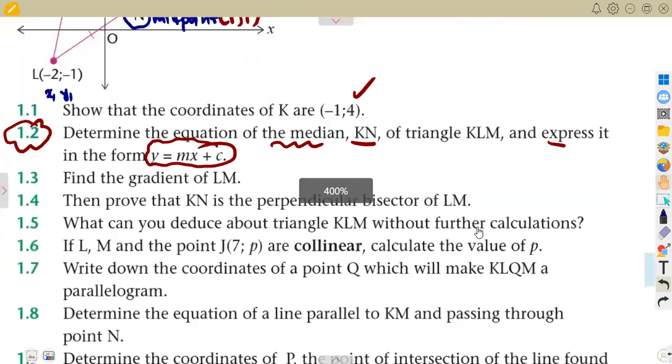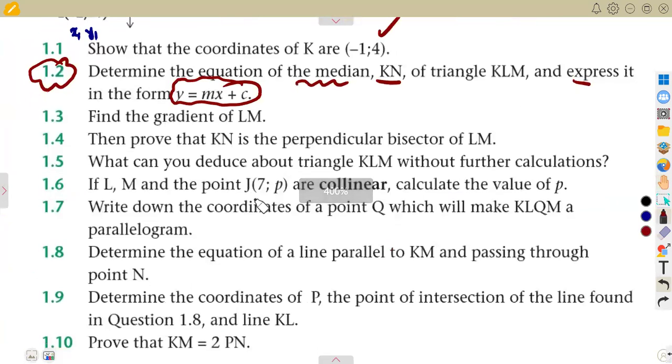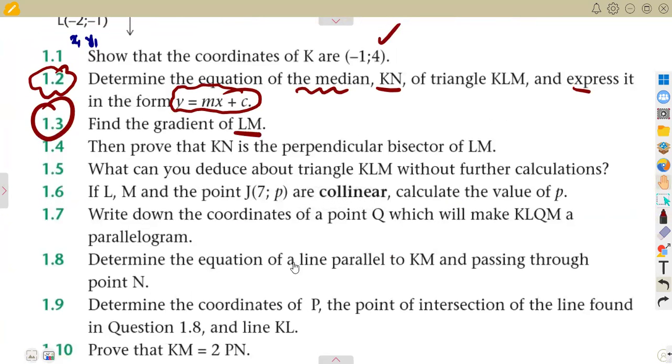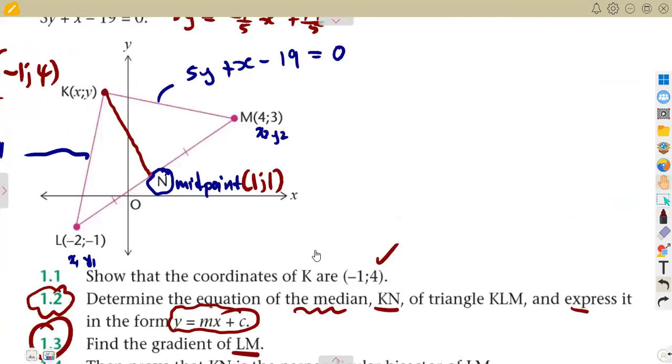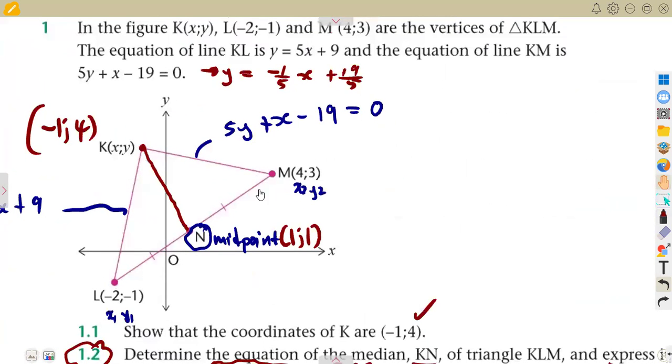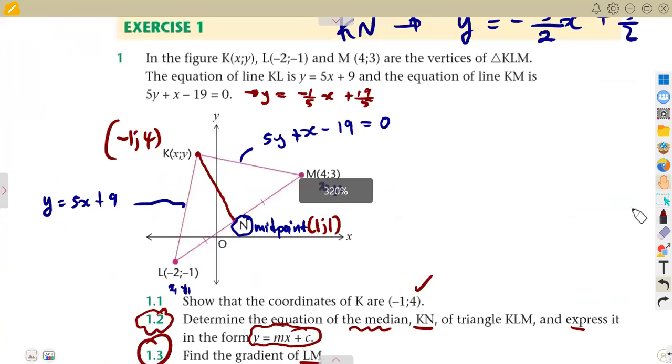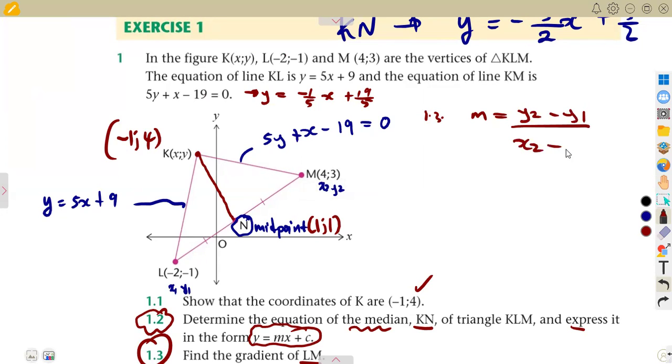Find the gradient of Lm on 1.3. So 1.3 is a direct question. The gradient of Lm. Are we having the point L? Are we having the point M? The point L is there. The point N is there. So this is a very, very direct question. Remember, our gradient is just the change in y over the change in x. All right. So you can even write it as Lm.